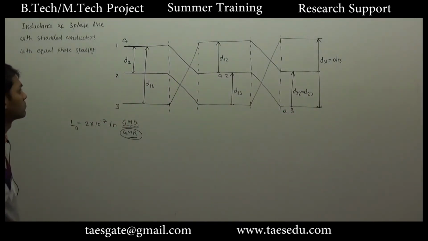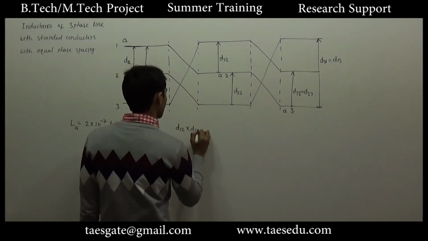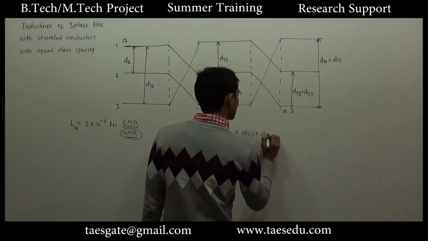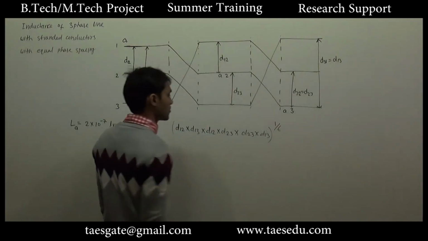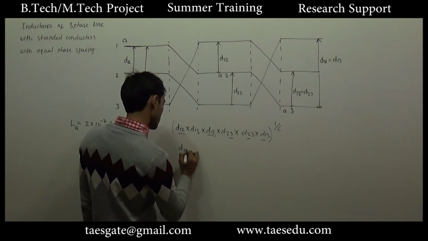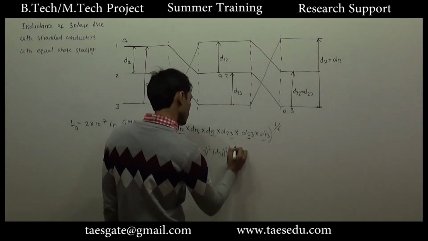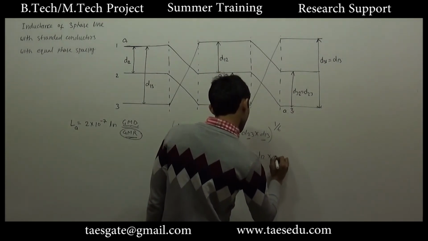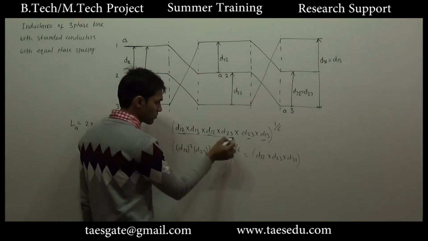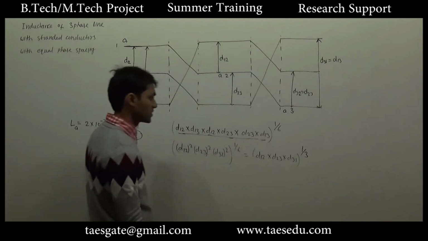So how many distances do you have? Obviously 6 distances. Take the geometric mean. So D12 into D13 into D12 into D23 into D23 into D13, 6 distances, then power 1 by 6. Each distance appears twice, so we will have D12 square into D23 square into D31 square to power 1 by 6, that is D12 into D23 into D31 to power 1 by 3. Actually we have only 3 types of distance, so you don't have to do this much calculation. Only 3 different distances, so multiply them and take the geometric mean. This way you can calculate GMD.